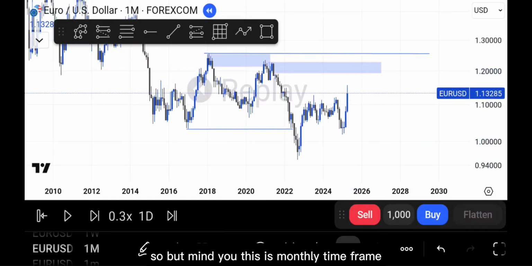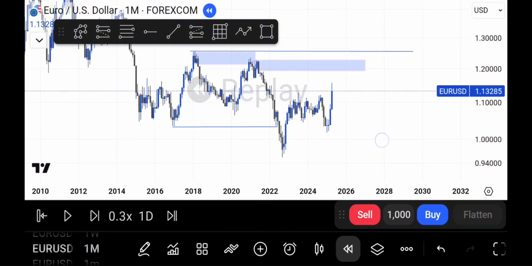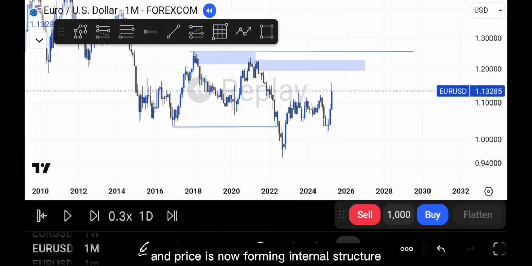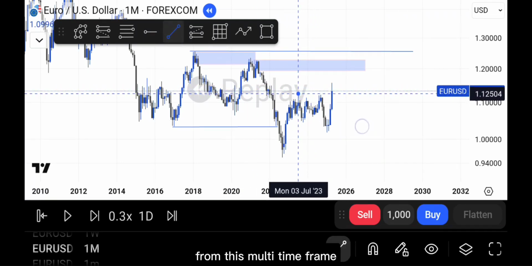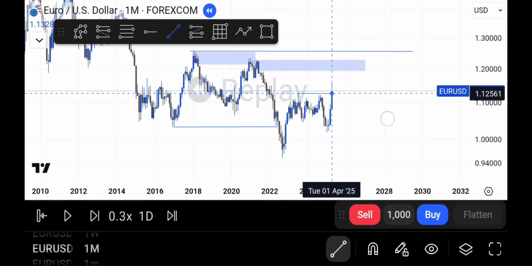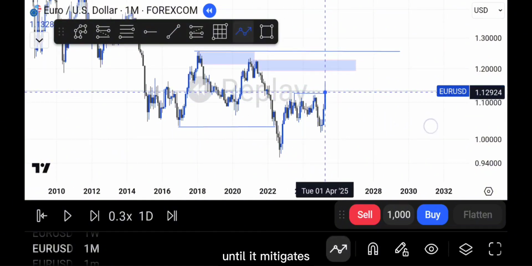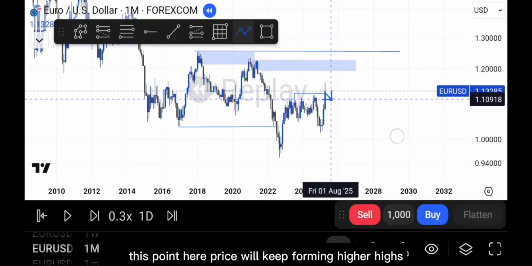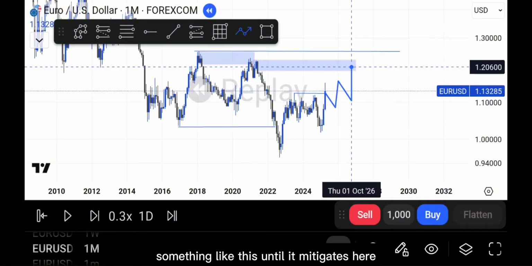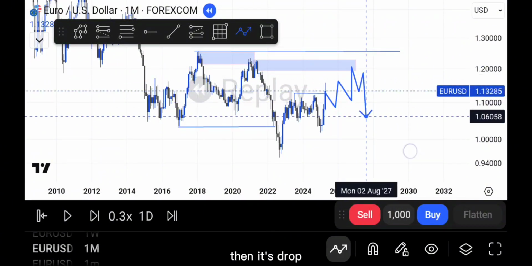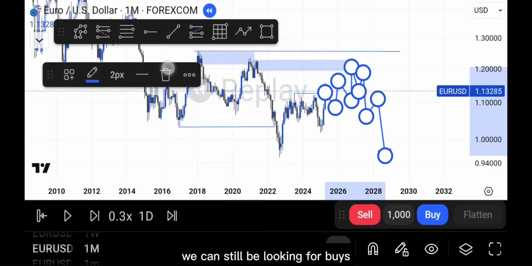But mind you, this is monthly time frame, and as you can see, the pullback is coming, and price is now forming internal structure. This is the last internal breakout structure that we've had from this monthly time frame, meaning that price will keep going up until it mitigates this point here. Price will keep forming higher highs, higher lows until it mitigates here, then it drops, then we target here. So since this is a monthly time frame, we can still be looking for buys.